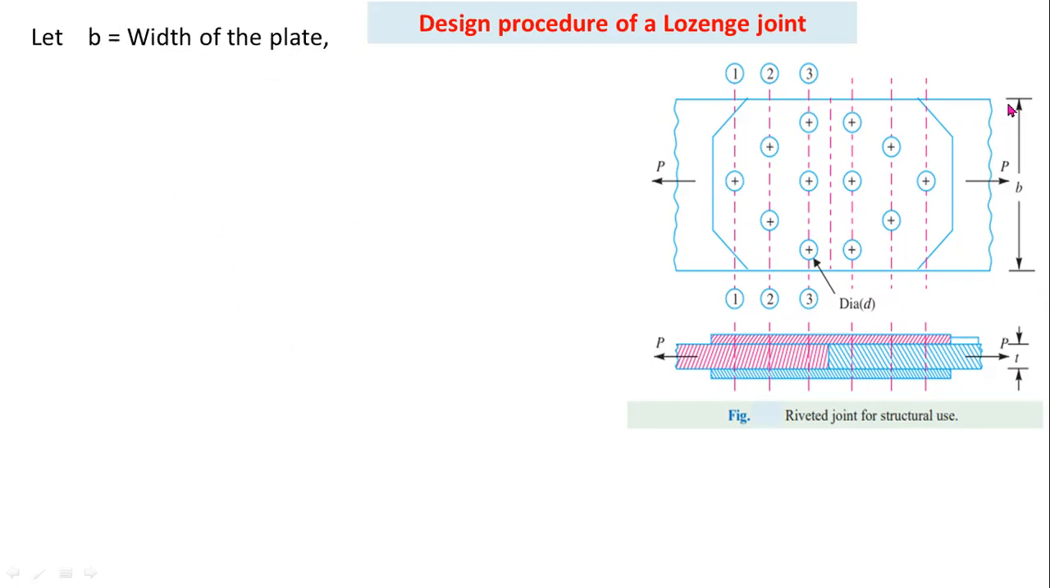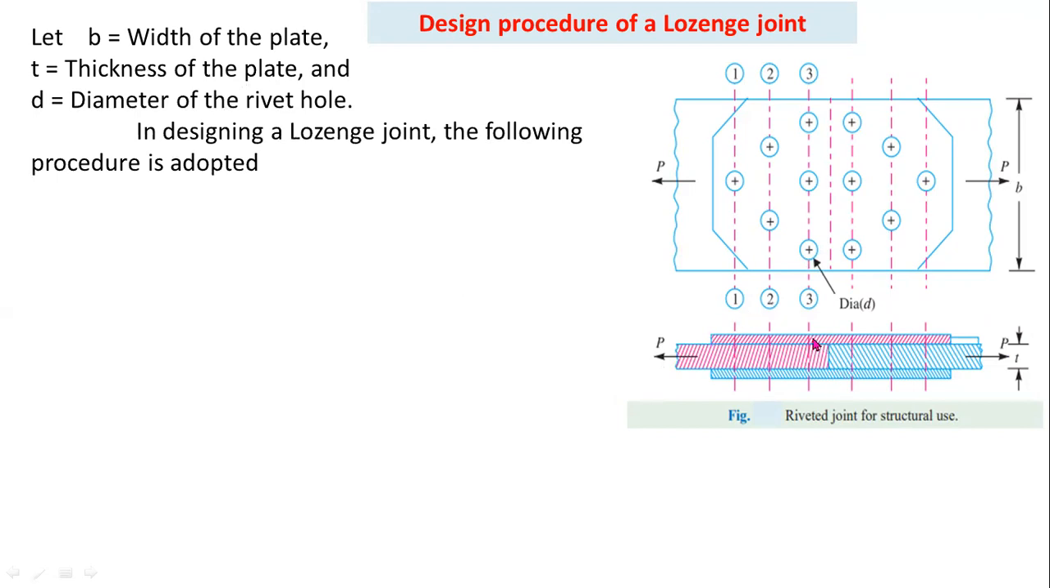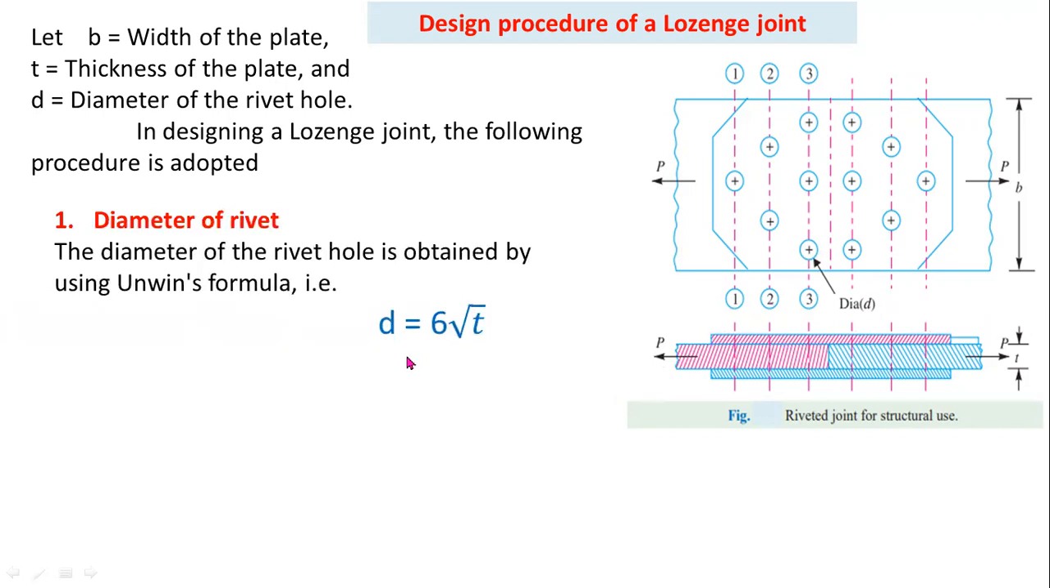Let the width of a plate be B. Here B is the width of a plate and T is the thickness of a plate. Small d is the diameter of the rivet hole. And in designing a loosened joint, the following procedure is adopted.